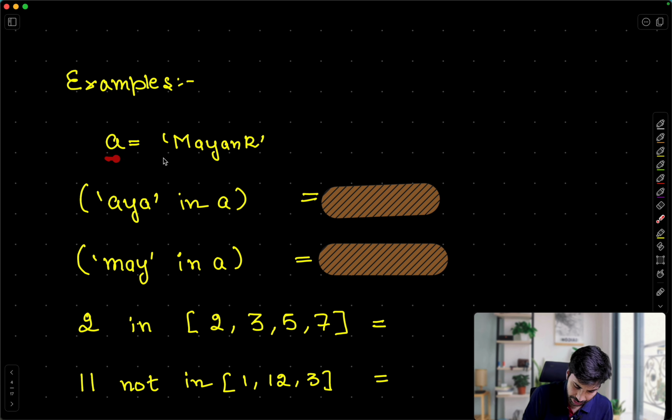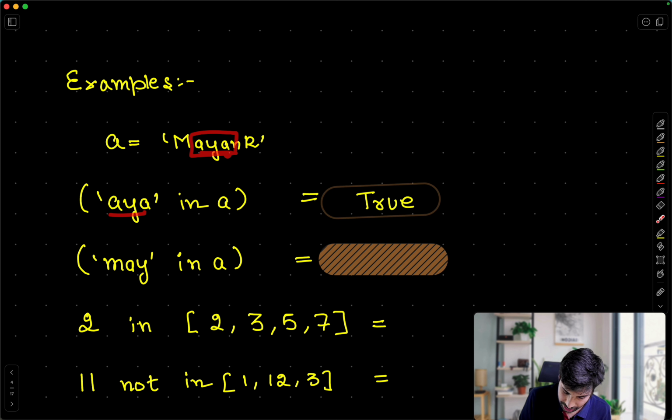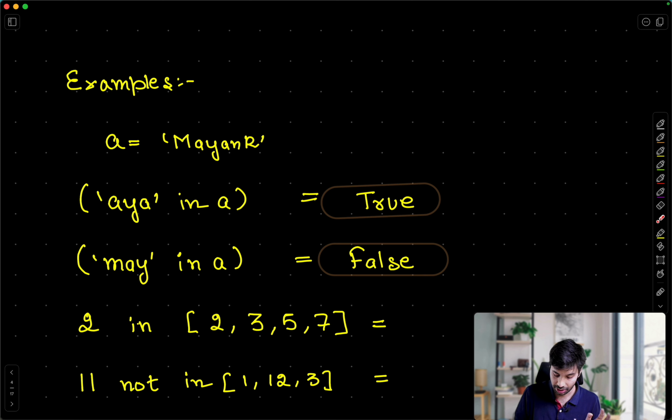Let's say A is Mayank. I'm first checking if AYA is present in Mayank. You can see that AYA is present here, so the answer is going to be true. The next one is MAY. But you have to understand one thing here: the M is small here, whereas mine has a capital M. So it is case sensitive, and it's going to return false. Let me show you that quickly so that you understand this.